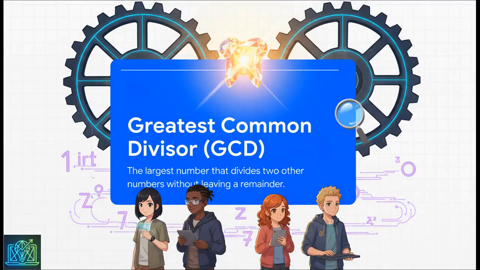So what is this crystal really? Well, I want you to think of our lighthouse cycles, the 18 and the 24, as 2 big ancient gears. The harmony crystal is the largest possible piece, like a gear tooth, that fits perfectly into both of those gears. And in the world of math, we have a name for this, the greatest common divisor, or GCD for short.